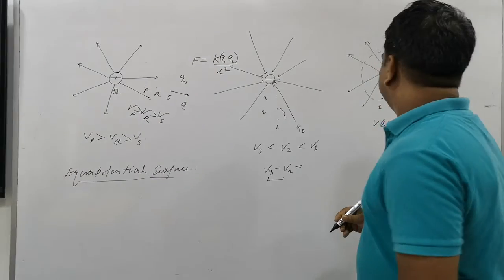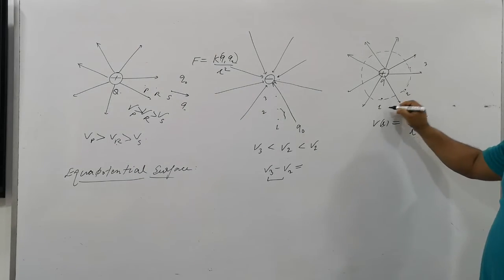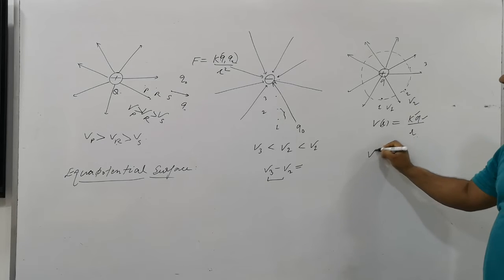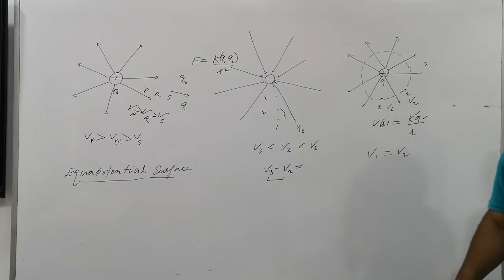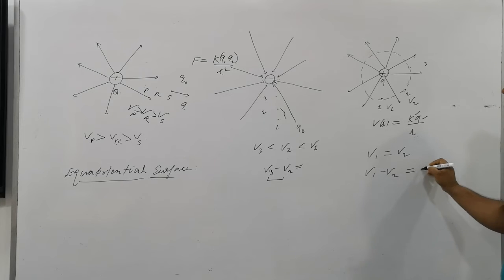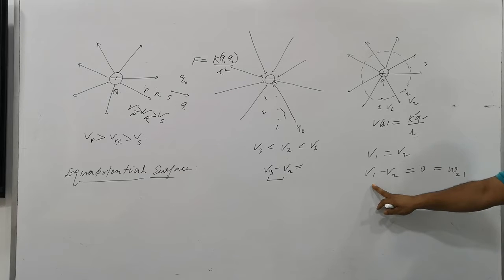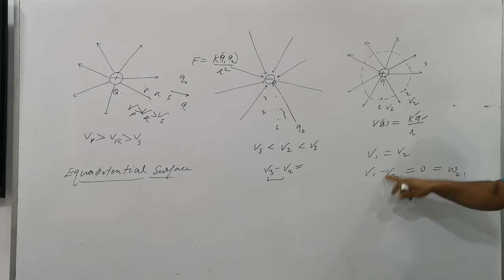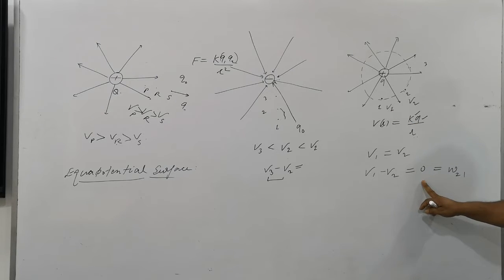Is that clear? So tell me, there is a potential at point 1 and point 2. Here the potential is V1 and here the potential is V2. So V1 equals V2. What will be the difference between them? Please tell me. The difference between them is 0. The potential difference between two points on the equipotential surface is numerically equal to the work done in moving the charge from one point to another. So the difference here is 0, as the points have equal potential. So the work done is also 0.